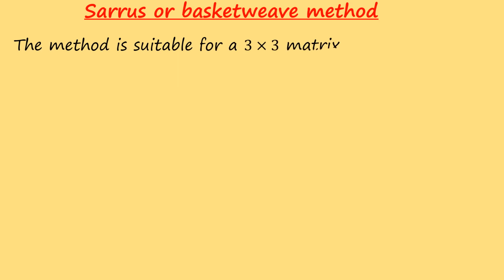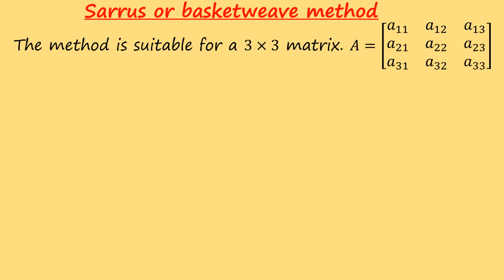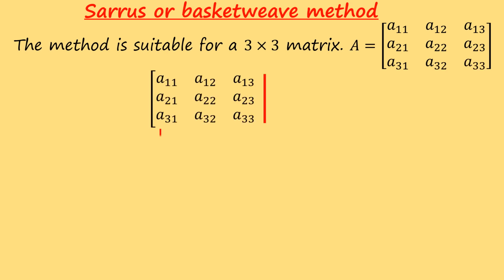About the basket weave method, or the Sarrus method. Now, the method is suitable for a 3x3 matrix, although there is a variation of the method for a 4 by 4 matrix. Let's consider this 3 by 3 matrix, and then what we're going to do is introduce a slash line, then we'll repeat the first column and the second column. So it's going to be a 3 by 5 matrix.